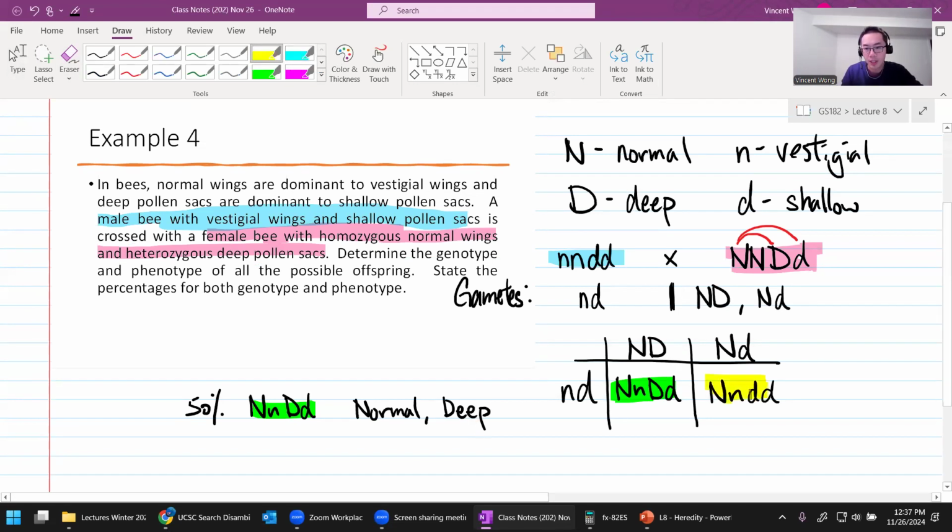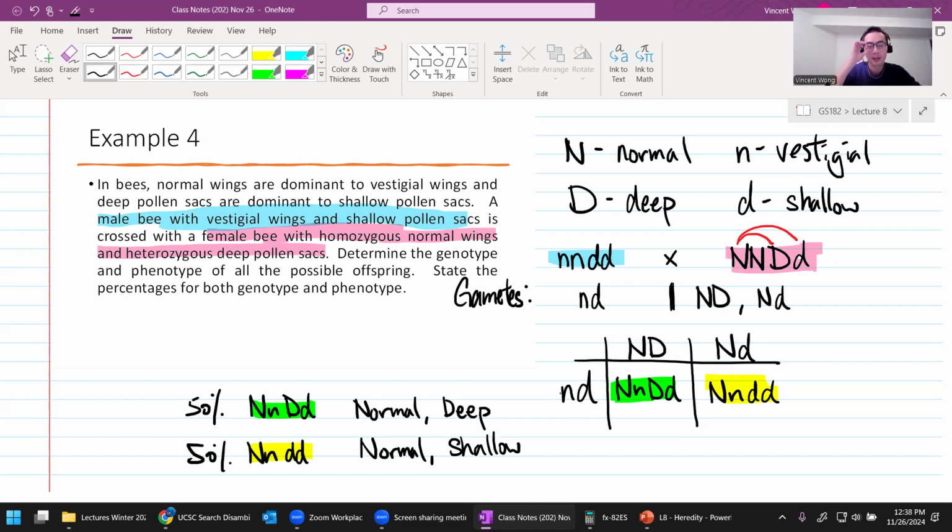The other 50% will be big N, small d, which would also be normal wings, but is pure small d, which means it will have the shallow pollen sacs. Okay, so that's how you do the question.